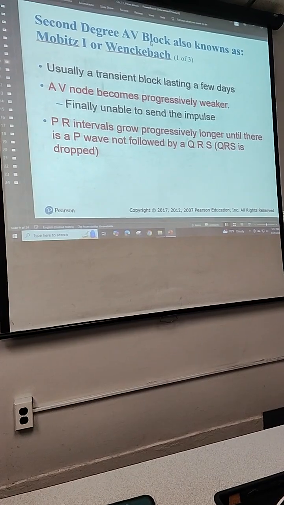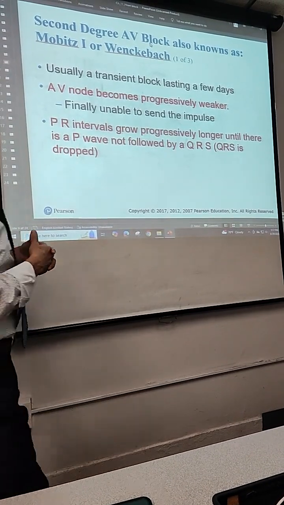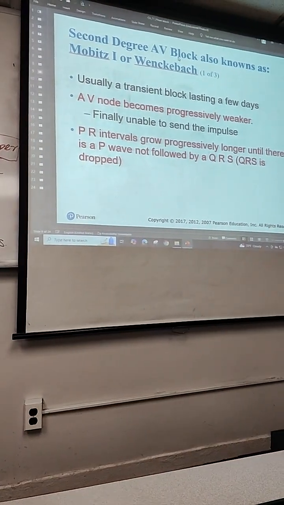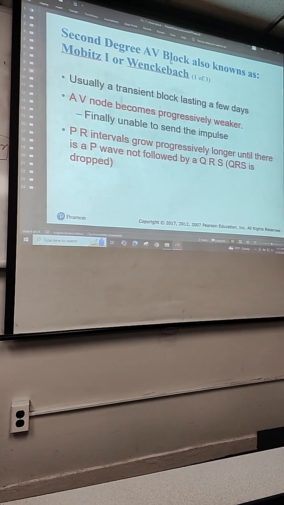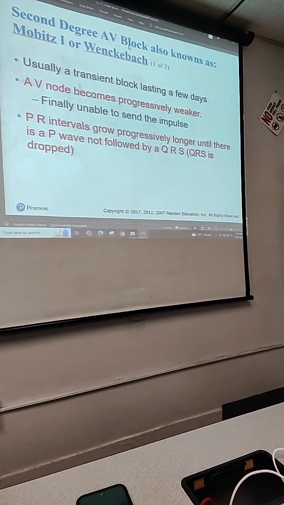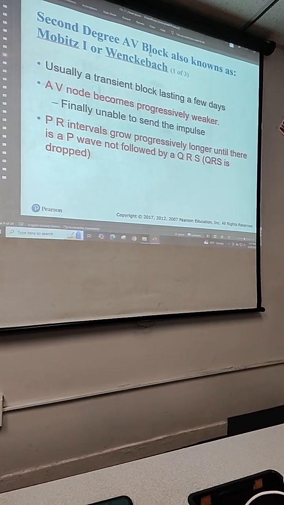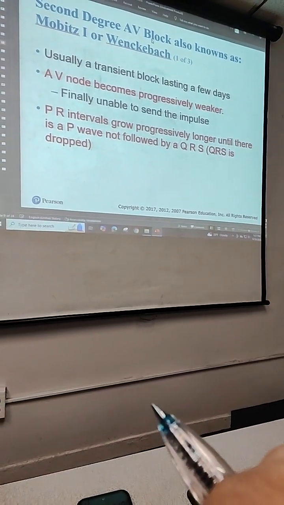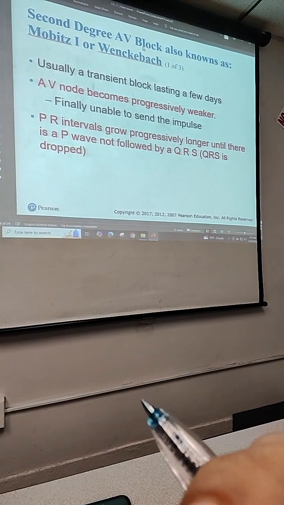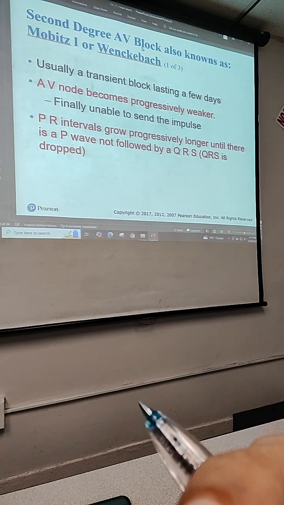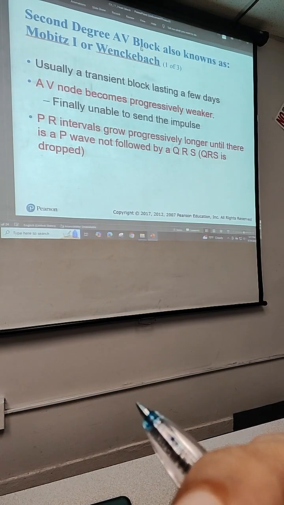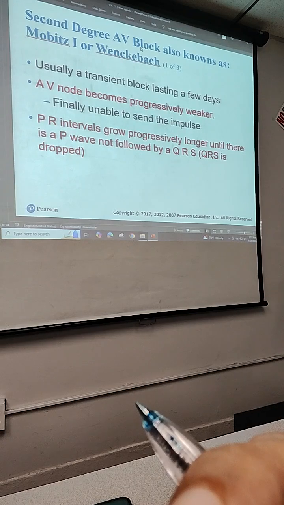Second degree, type 1. This is the Mobitz 1. What is Mobitz? That's the medical doctor. Anytime that you see names close to something, this is the cardiologist who discovered the second degree block. So they put his name on it. Remember Mr. Norman Holter? Instead of Holter, it would be Hoyer, right? And give me credits. Hey, I'm the one who invented.